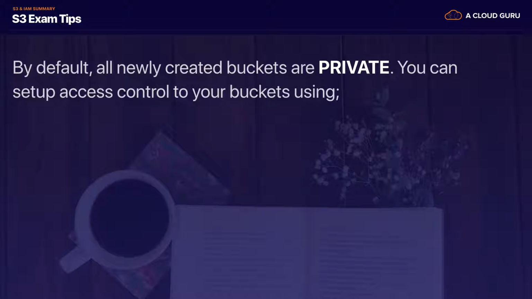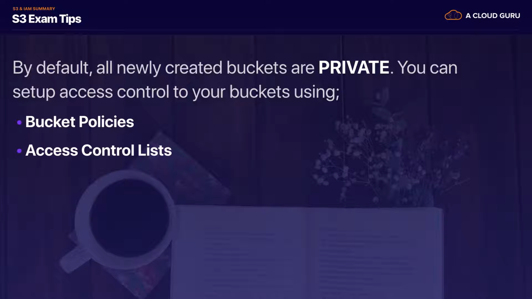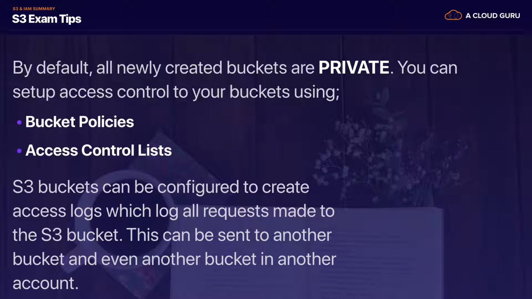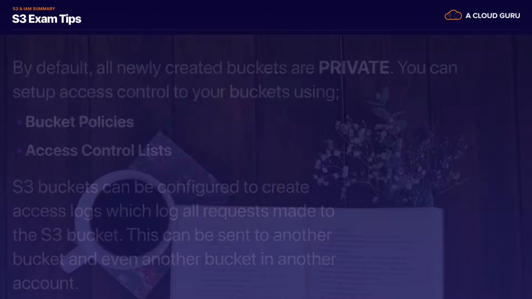Now, by default, all newly created buckets are private. You set up access control to your bucket using bucket policies, and bucket policies are bucket-wide. And then you can also use access control lists, and these can go down to the individual files or objects in your bucket. Remember that S3 buckets can be configured to create access logs, which log all requests made to the S3 bucket. And these can be sent to another bucket in the same AWS account, or even another bucket in another AWS account.